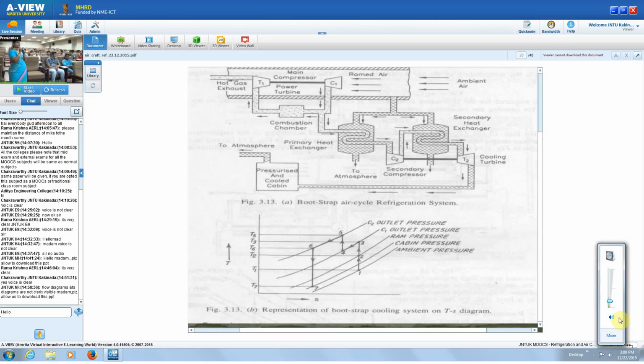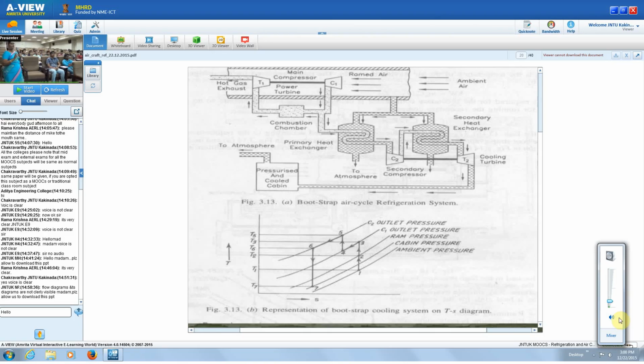The processes here you can see, 3-4 and 5-6, so both are heat rejection: first in the primary heat exchanger, then in the secondary heat exchanger. Then 6-7 is the actual expansion in the cooling turbine. So the work done by the cooling turbine is utilized for running the compressor. So in this way we can get 7 at very low temperature and pressure compared to the previous two, the simple cooling system and also the simple evaporative cooling system.